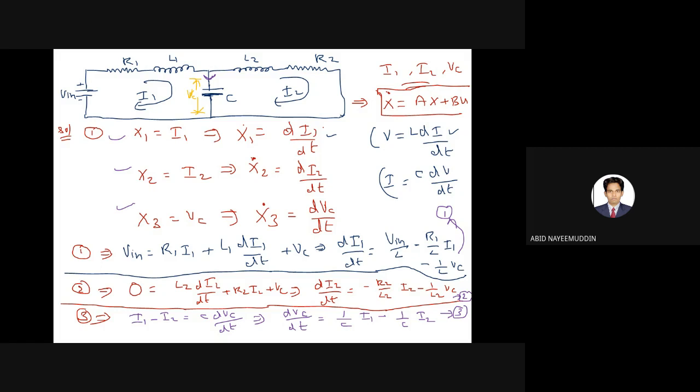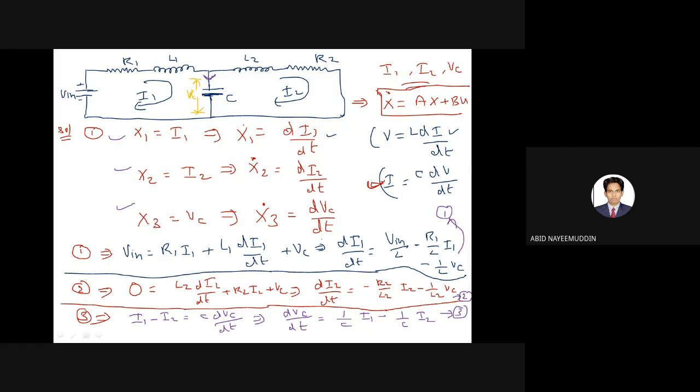And simple logic without any confusion: if you need di by dt, then you need to write the expression for voltage, so apply KVL. For getting the expression for dynamic current, you apply KVL, and for getting the expression for dynamic voltage you need to go for KCL. That is the current expression. After that you will get the three equations.